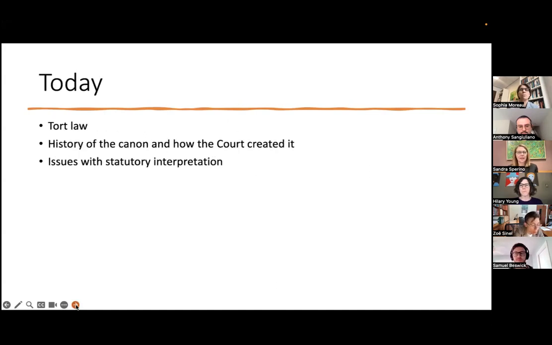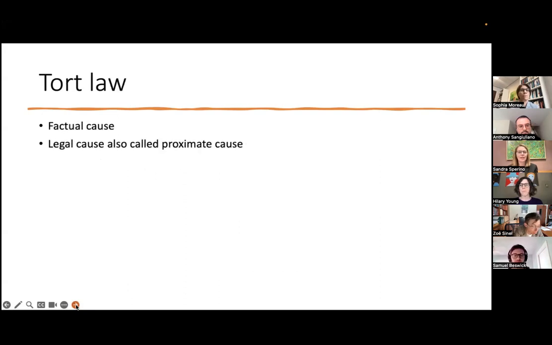So today, I'd like to give you a roadmap. I'll start by talking about tort law generally. Then I would like to show you how the canon was constructed, so we'll look at the history of the canon and how the court created it. And then I'll close with issues of statutory interpretation. And I'm really looking forward to the question and answer session at the end.